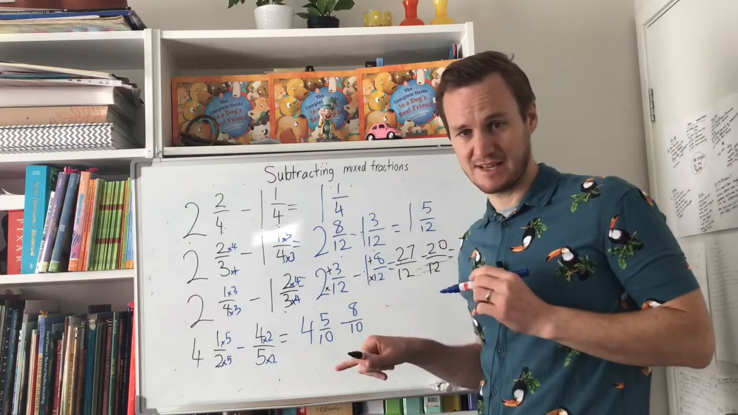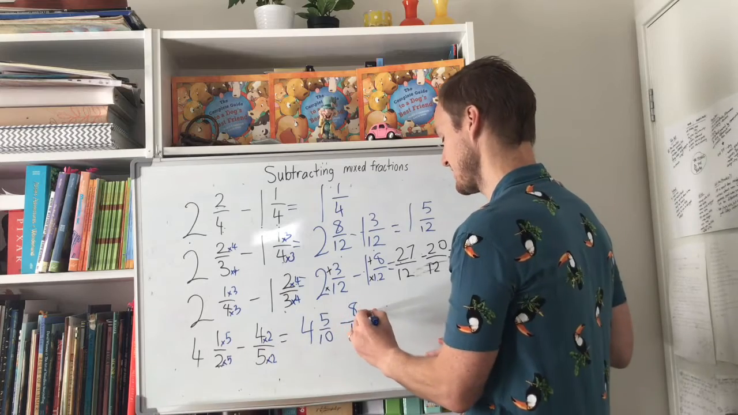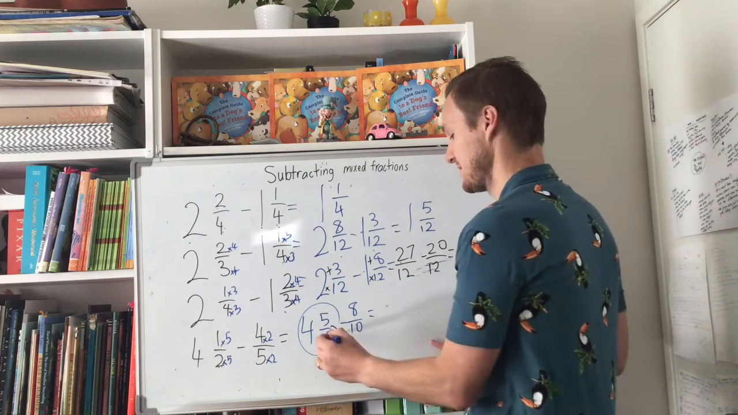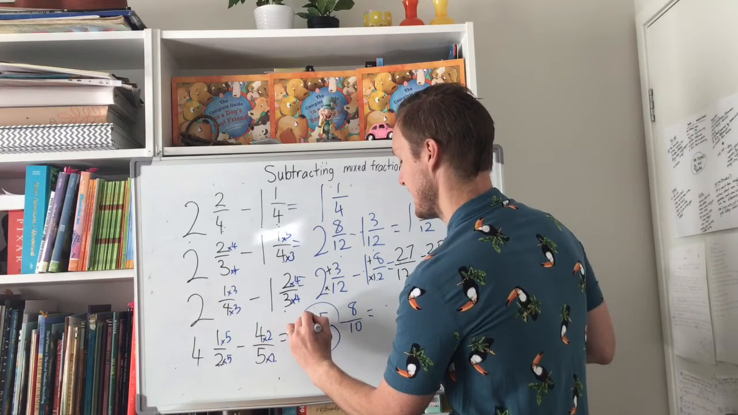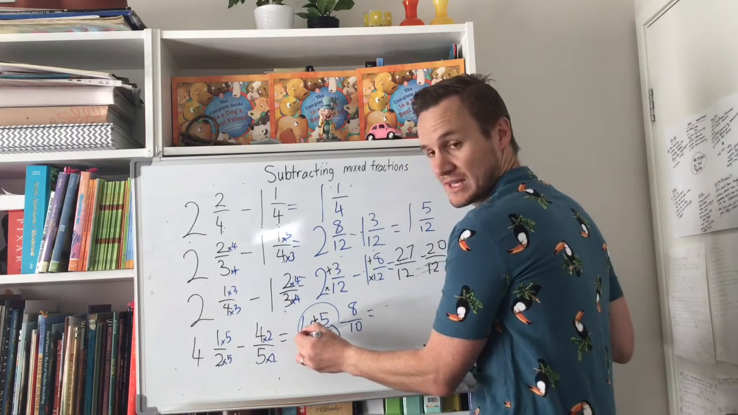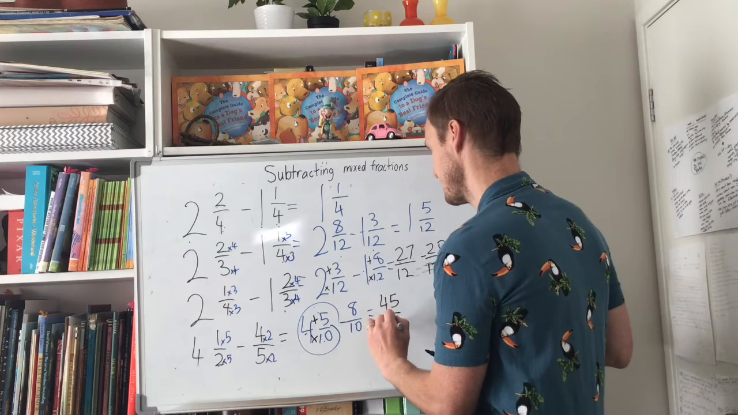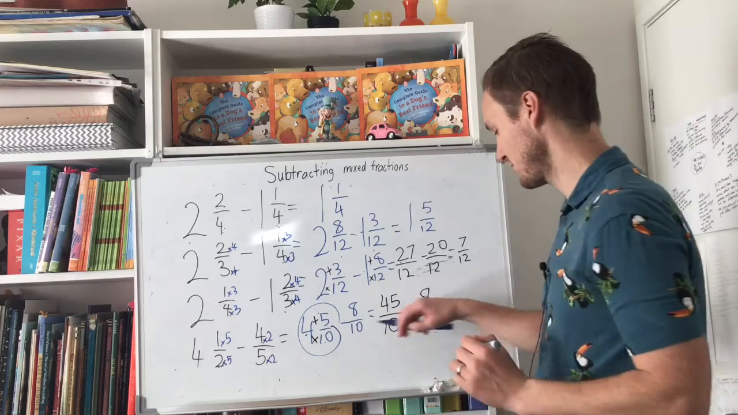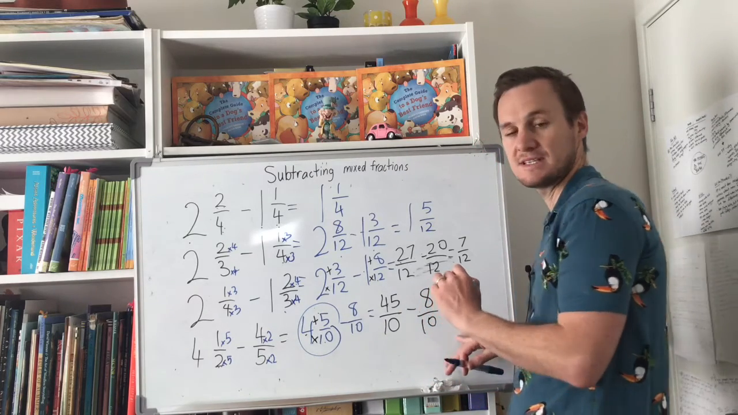Okay, well, we can't do that now because you can't have 5/10 and take away 8 of them. So the best way to do it is to change this number to an improper fraction. Okay, so remember, we're going to get MAD: multiply, add, keep the denominator the same. 4 times 10 is 40, plus 5, 45, keep the denominator the same, take away 8/10. Now 45 take away 8 is 37.